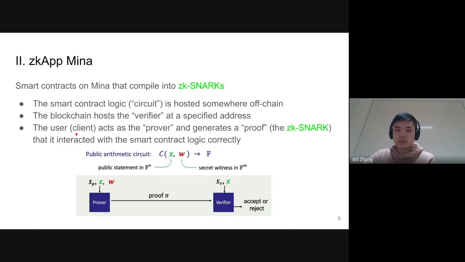Then the user, or the client, will act as the prover in this proving system. The prover's responsibility is to generate a proof, in this case a zero-knowledge snark proof, that it has interacted with the smart contract or the circuit correctly. That proof will then get sent to the verifier, and the verifier will choose to accept or reject it. So unlike another L1, where the smart contracts execute the code, on Mina there is no execution of the code on chain. Rather, it is a verification that the execution, which happens off chain, was done correctly.